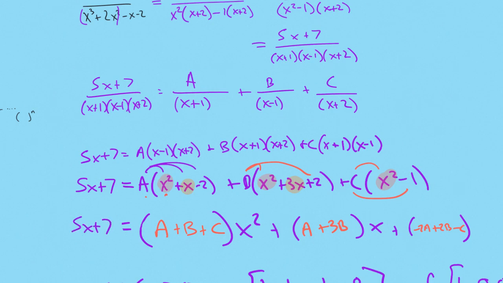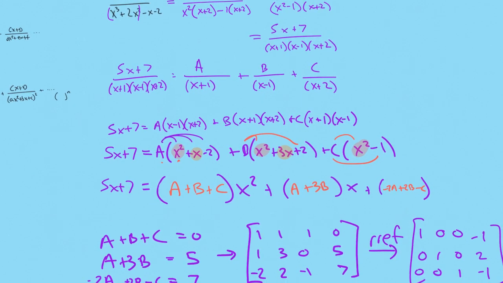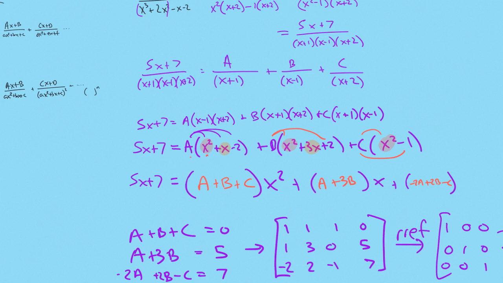So now I know I can match up the coefficients. My x squared coefficient on the left is 0. So I can write an equation, a plus b plus c equals 0. And then for the x terms, I know the coefficient of x has to be 5, so I get a plus 3b equals 5. And then my constants have to equal 7.